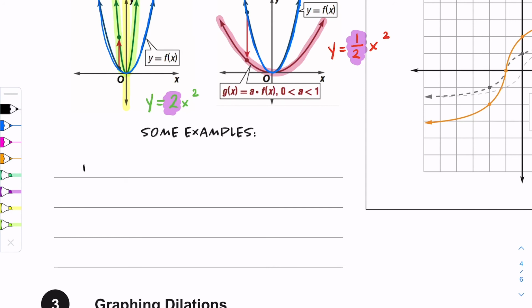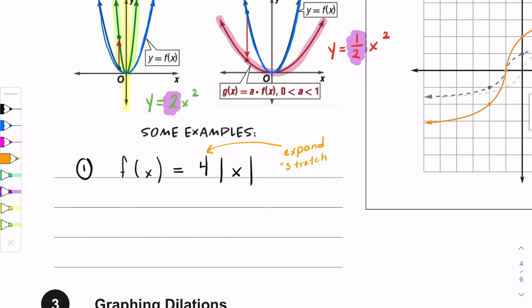Looking at some examples, let's look at an absolute value function. If we have an absolute value function and we want to expand it, that means we could have something like 4 times the absolute value of x. So I'm saying that the value of 4 indicates that we are expanding, or in more basic terms, we are stretching the graph vertically by a value of 4.